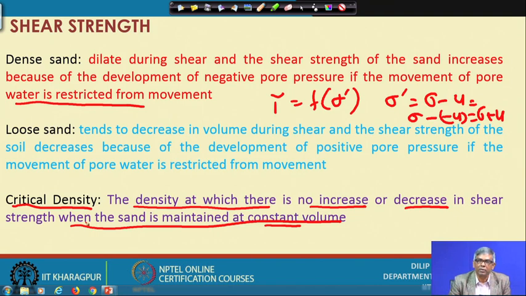Similarly, from the critical density we can also find out the critical void ratio. What is critical void ratio? How to find out those things, again we will discuss maybe at a later stage.